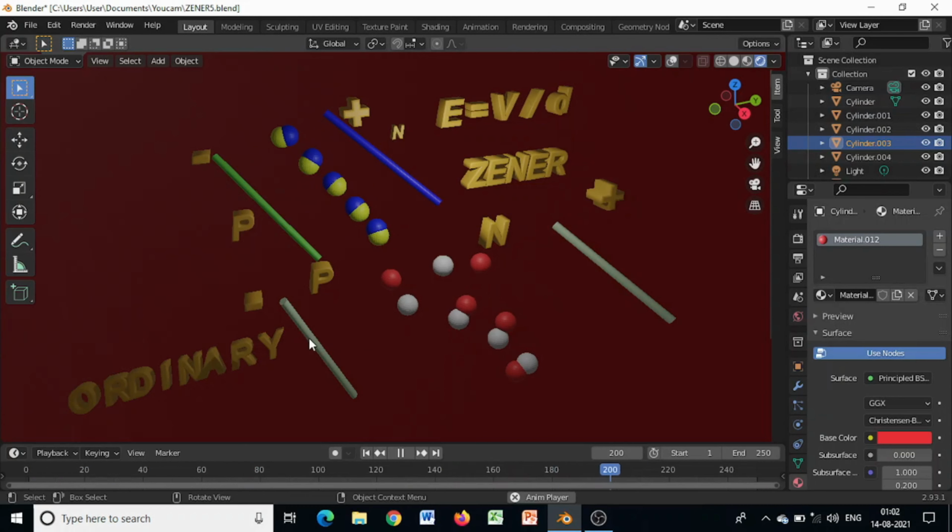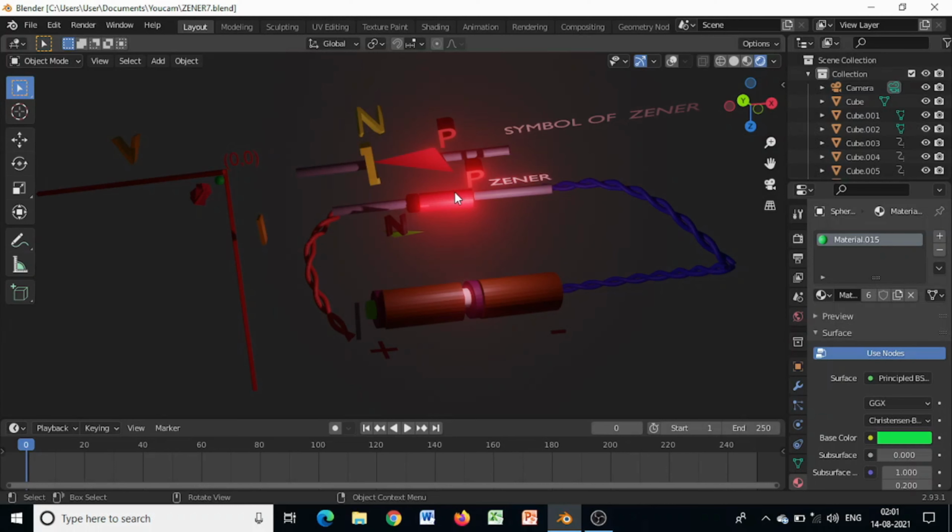and the switch is connected with the positive terminal of the battery, so it is reverse biased. Negative terminal is connected to the P, so it is reverse biased. Zener diode is reverse biased.